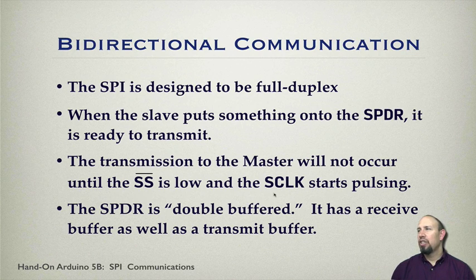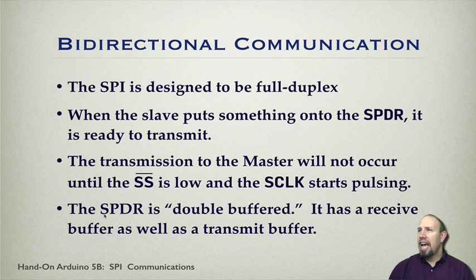But once the slave select is pulled low, then the master in slave out, MISO, is set to be an output from the slave. And when the clock starts pulsing, then the data is transmitting. So when the clock pulses, data can actually be traveling in both directions, from the master and to the master.